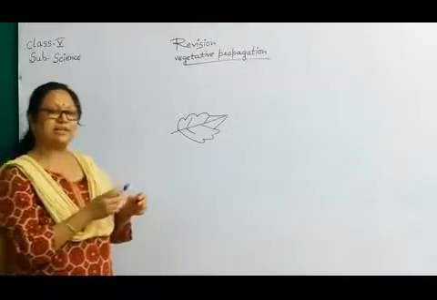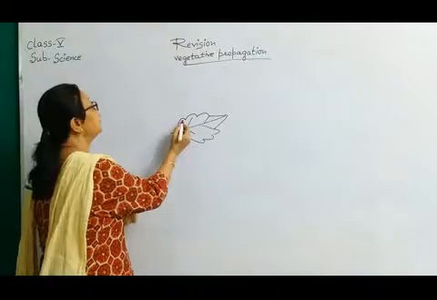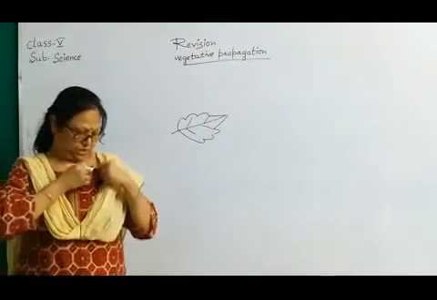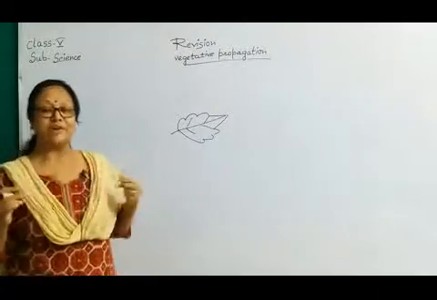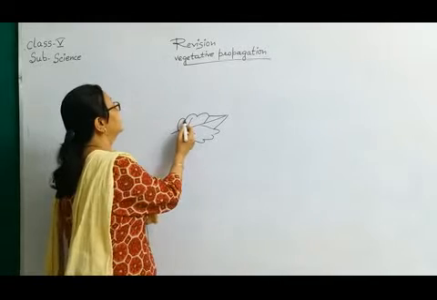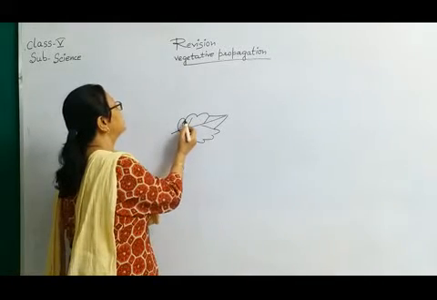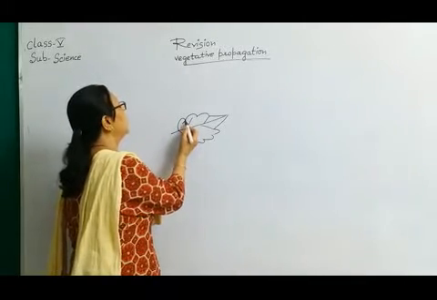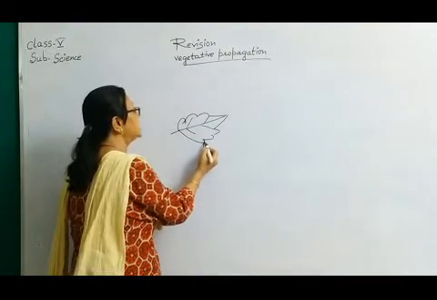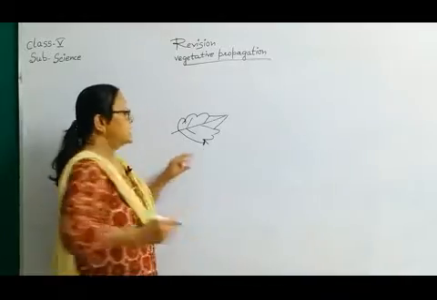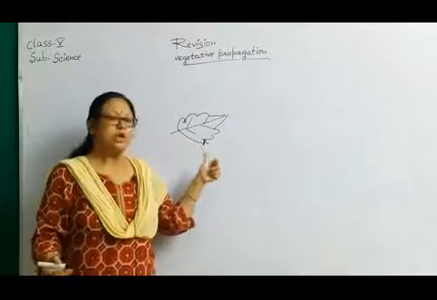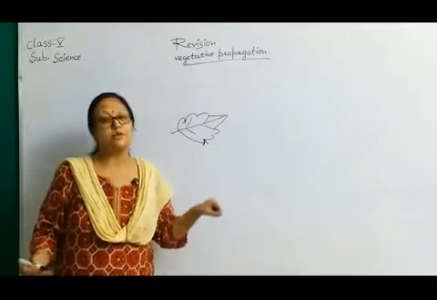So what is this adventitious root? We can see a few small outgrowths come out from the leaf. As we know, the tendency of roots is always downward, towards the soil. So these roots go down and are directed towards the soil.